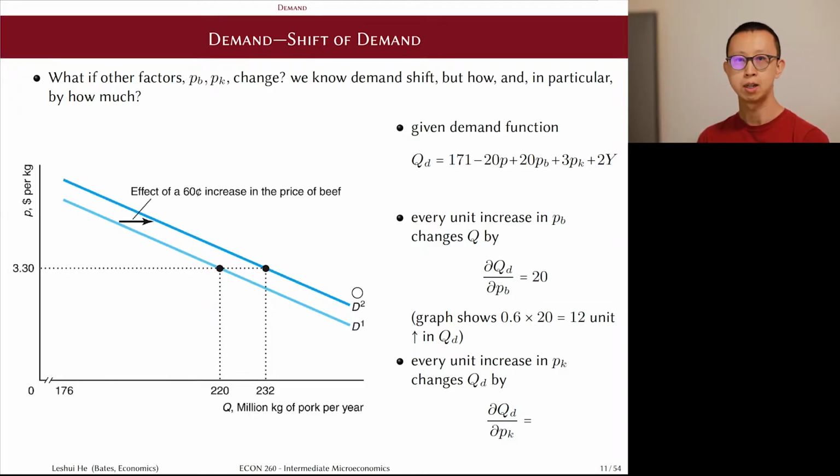Well, in this context, it's going to just be taking a derivative of QD with respect to PK while holding everything else constant, therefore the partial derivatives. And the result of the derivative is going to be 3. And the interpretation is, again, every unit increase in price of chicken is going to increase quantity demanded for processed pork by 3 units, and the change is positive.